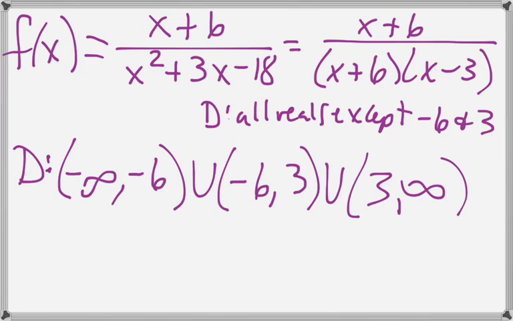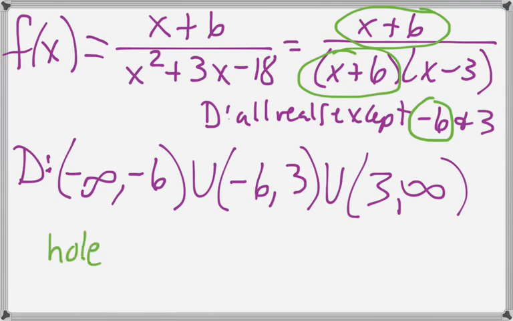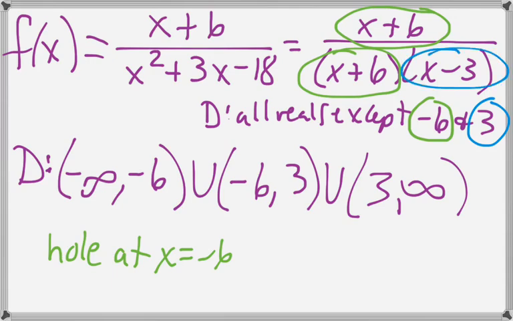And then when we go to graph this, we'll want to know what's happening at those two x values that we excluded. So we excluded -6 because of the x plus 6 factor, and that factor also appears in the numerator. So that means we have a hole with an x value of -6. And we excluded 3 because of the x minus 3 factor, and we don't have one of those in the numerator. So x equals 3 is a vertical asymptote on the graph of this function.